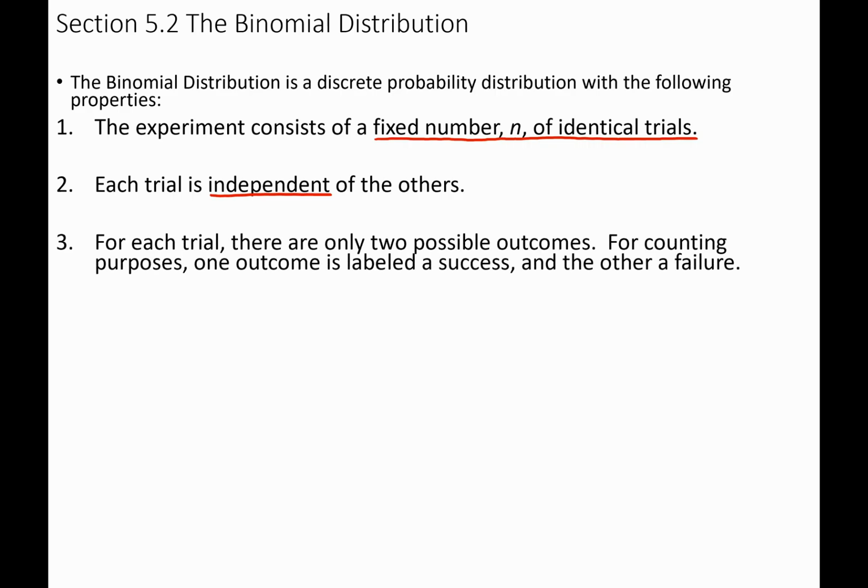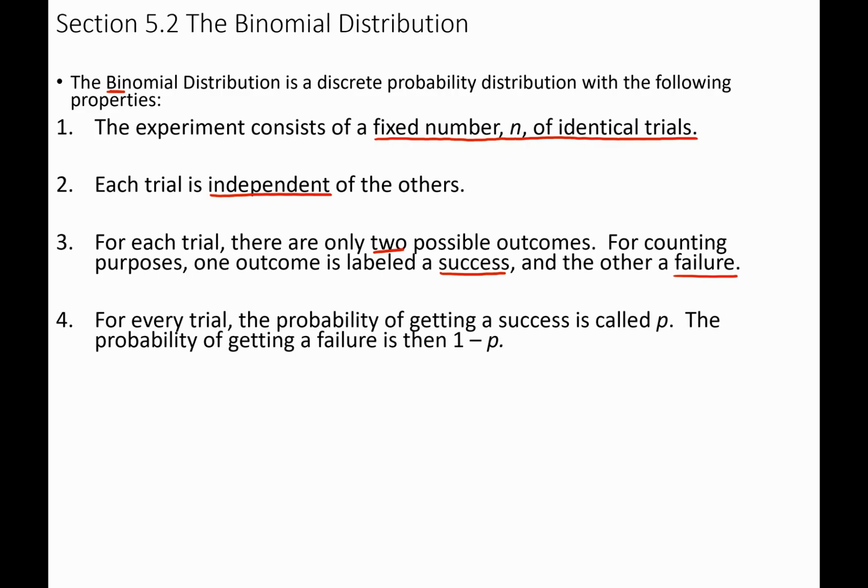For each trial, there are only 2 possible outcomes. One outcome is labeled a success, and the other is labeled as a failure. So the success is the outcome that you're specifically looking at, and then the failure will be whatever the other one is. So only 2 outcomes. Nice little helpful hint with how this is named. The prefix bi means 2. So I can only have 2 outcomes. We're limited to that.